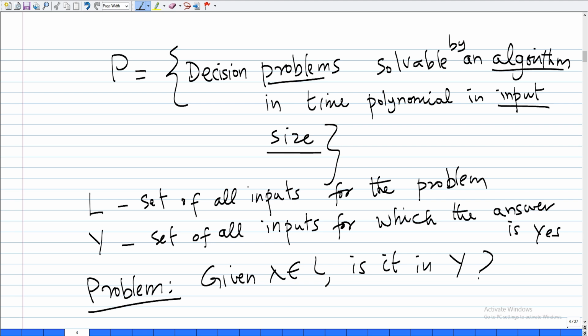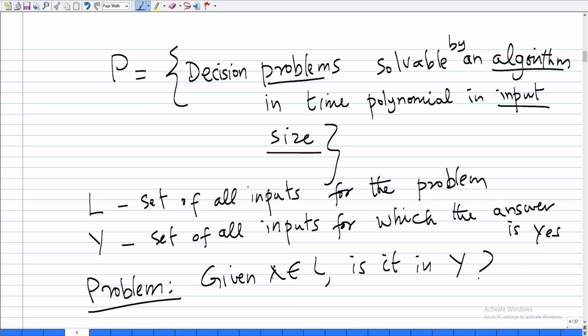Then what is my problem? Given an x in the language, is it in Y? It is a graph. Given a graph, is it in Y? That is my question. So you can formally define all of it. That is all I wanted to tell you, that there is a formal way of doing all this.